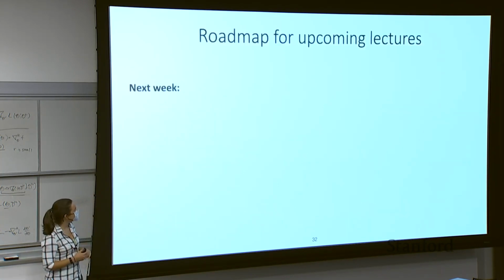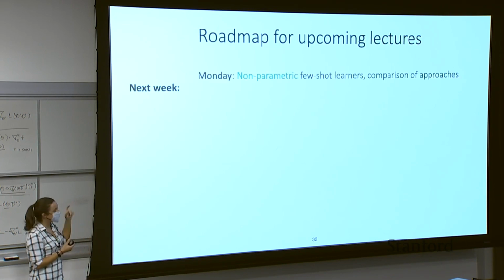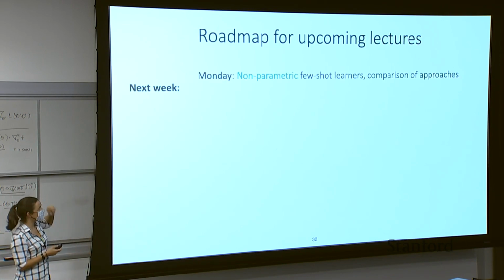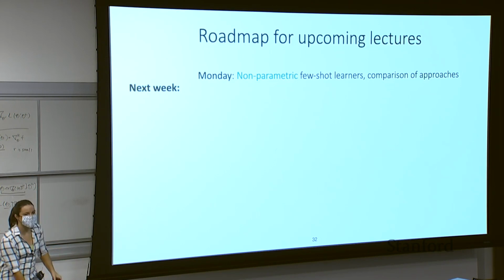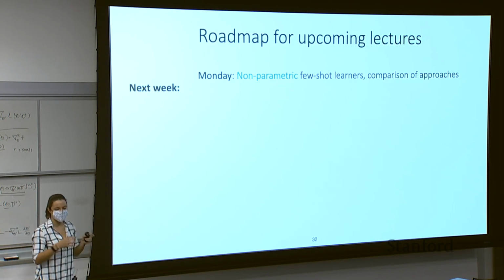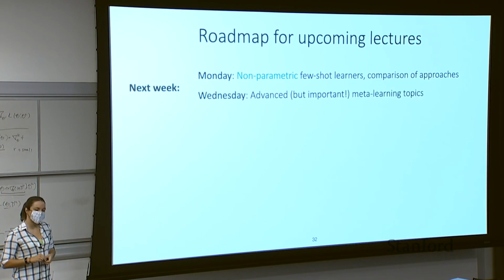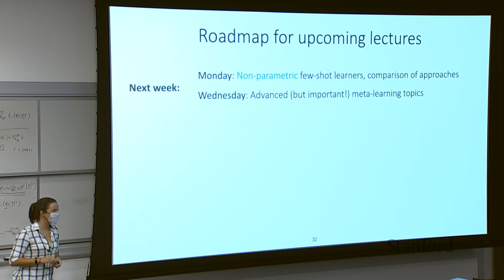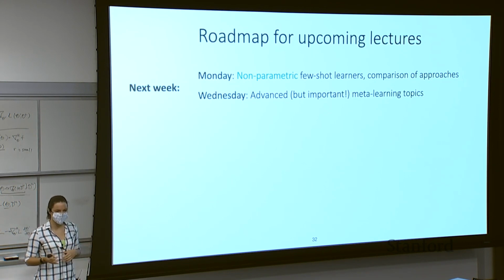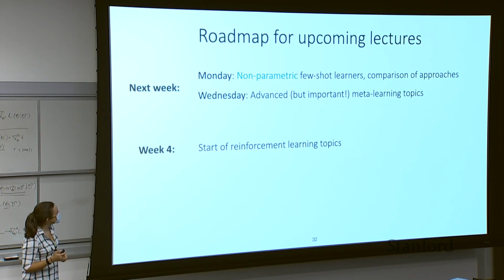And then in terms of a roadmap for what we're going to be seeing next, so far we've covered black box meta-learning and optimization-based meta-learning. There's one class of meta-learning methods left, which is called non-parametric methods. On Monday next week, we're going to cover these methods and also compare all the approaches from a high level. And then on Wednesday, we'll look at some more advanced topics that are quite important for thinking about the performance of meta-learning algorithms and should have some important implications if you choose to use some of these algorithms for your final project.